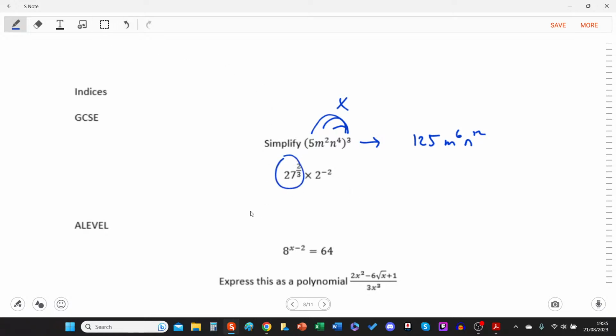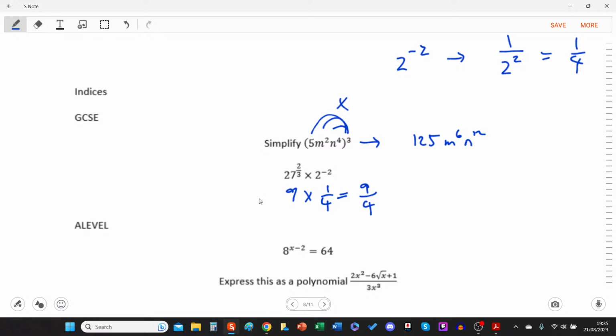It's a fractional index, and we know that that means we're going to cube and square. I prefer to cube it first. So 27 cubed is 3, squared is 9, multiplied by this deal here. You've got to remember that the negative means 1 over. So 2 to the negative 2 essentially becomes 1 over 2 squared. See what happened there? The negative part came away and turned into 1 over, and the denominator is whatever was left. So essentially there we've got 1/4. And that becomes 9 over 4.